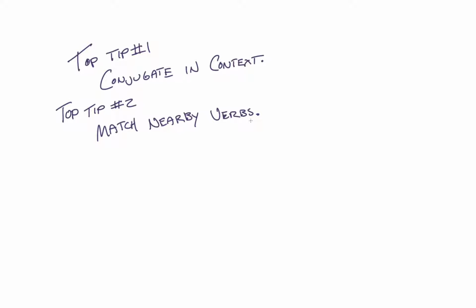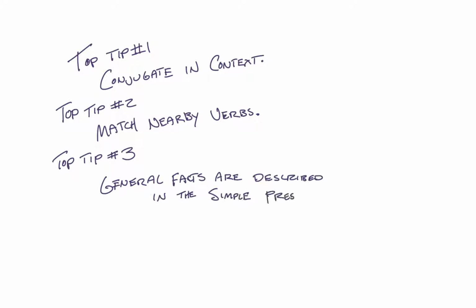But with that caveat in mind, most of the time when you see other verbs, they'll provide valuable clues for you. Finally, top tip number 3, general facts are usually described with the simple present tense. If a statement is true regardless of time frame, use the simple present tense, like, deadly nightshade is a poisonous plant. That's a general fact about the plant. It doesn't need to be in the past or any other tense, because it was true in the past, it'll be true in the future, and it's true now.